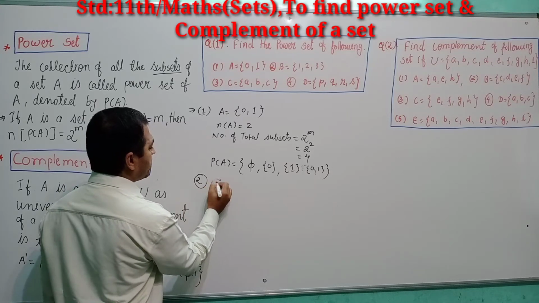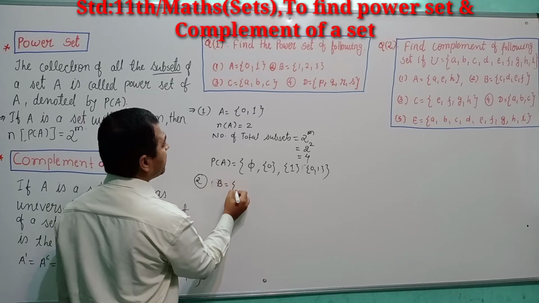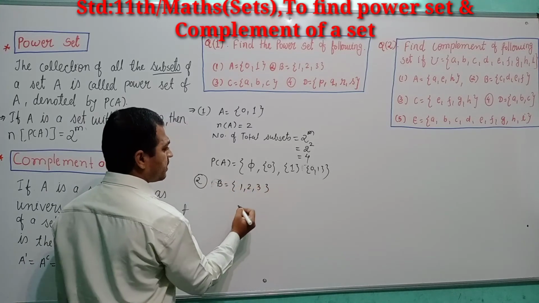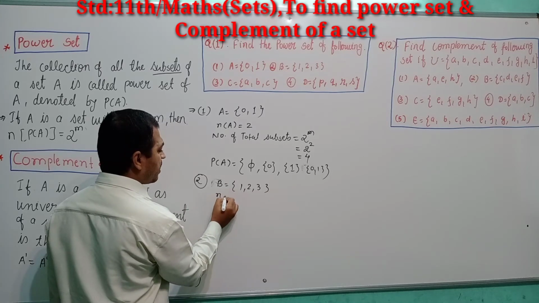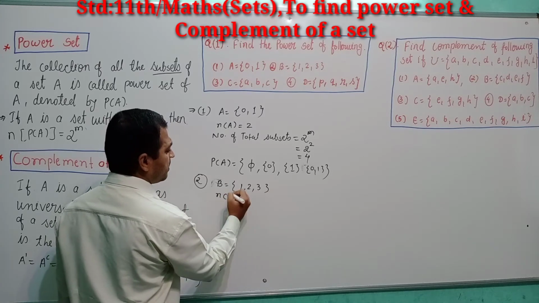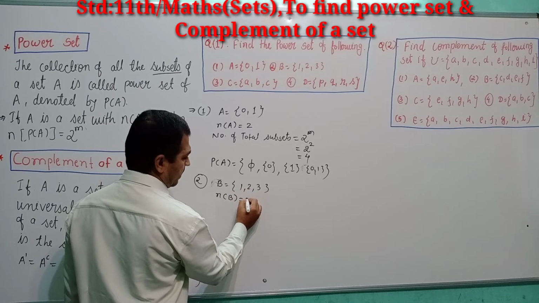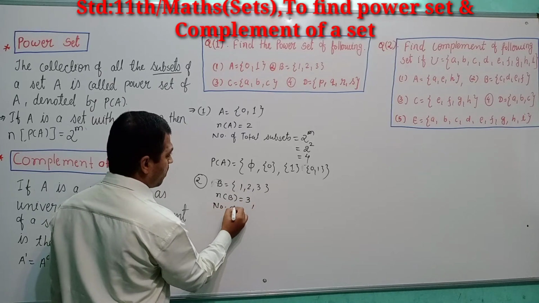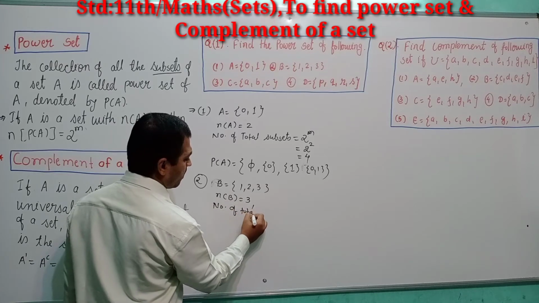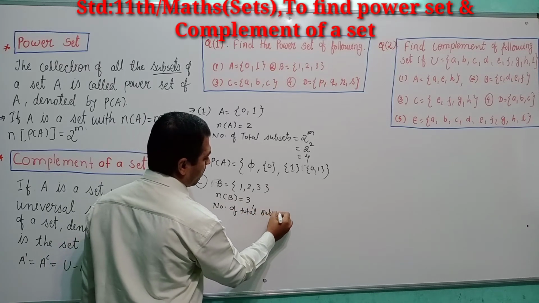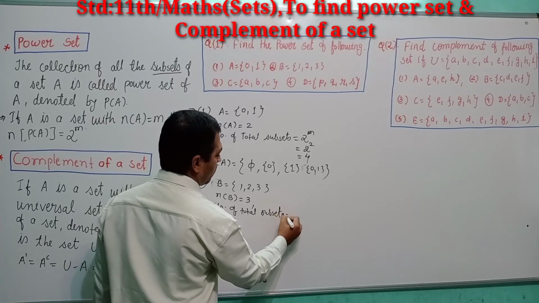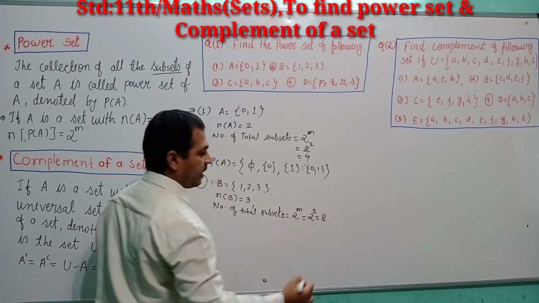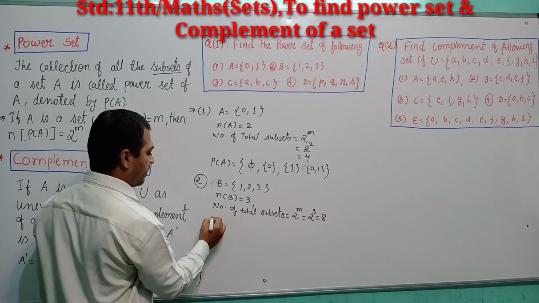A set B having the elements 1, 2, 3. Right students? Now in this question you can see that the order of set B, the number of elements, is 3. So the number of total subsets is 2 to the power m, means 2 to the power 3, which is 8. Okay, we will write the power set of B.